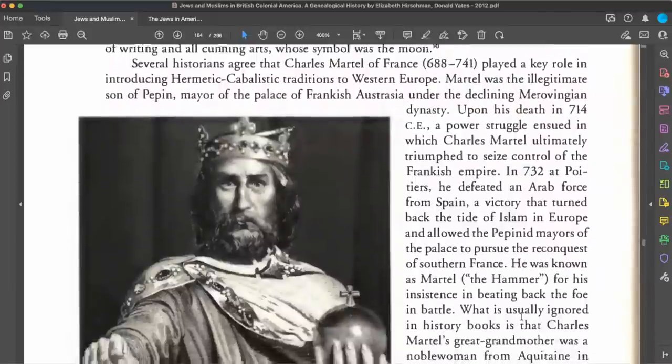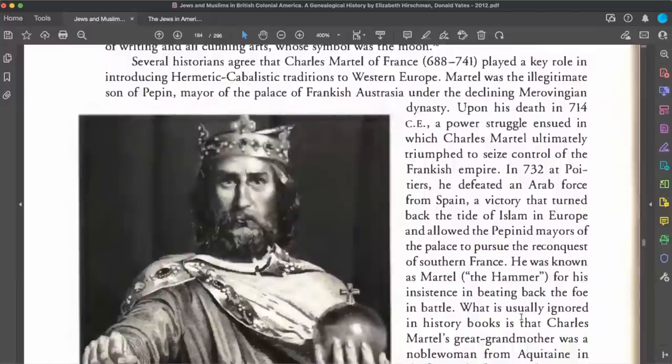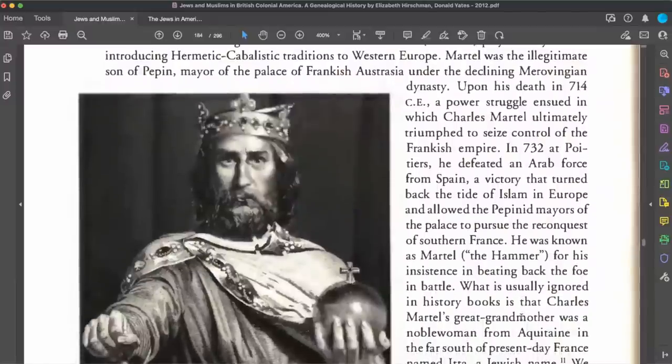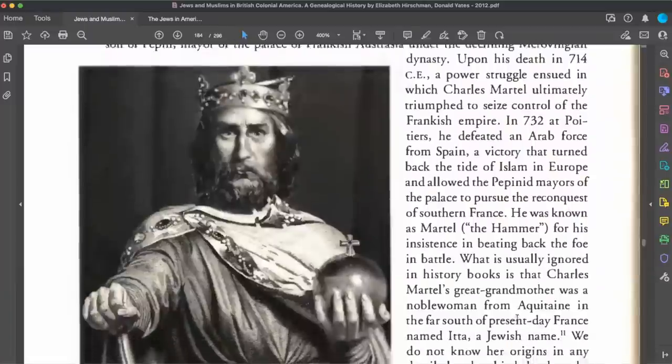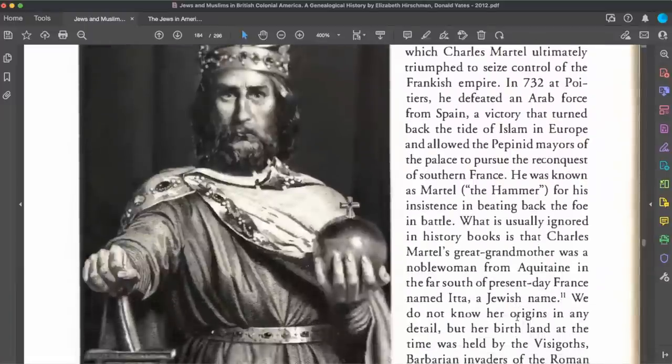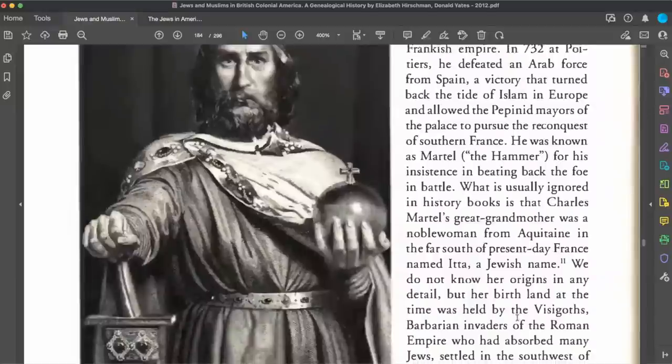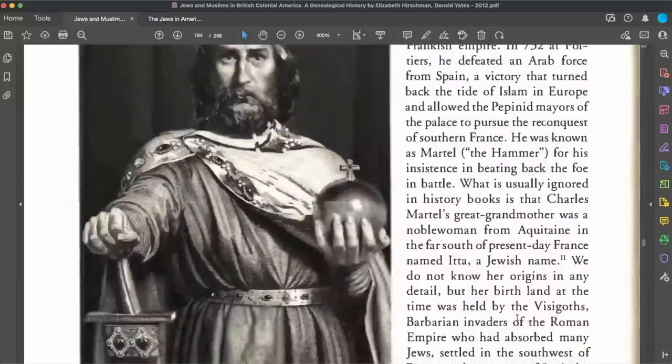He defeated an Arab force from Spain, a victory that turned back the tide of Islam in Europe and allowed the Pepinid mayors of the palace to pursue the reconquest of southern France. He was known as Martel, the Hammer, for his insistence in beating back the foe in battle. What is usually ignored in history books is that Charles Martel's great-grandmother was a noblewoman from Aquitaine in the far south of present-day France named Ita, a Jewish name.